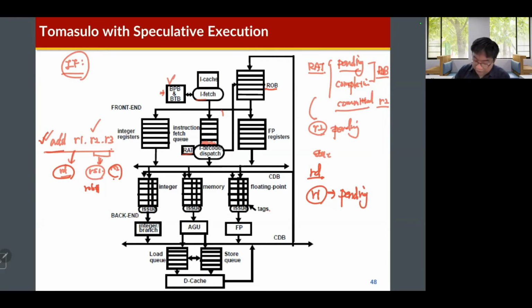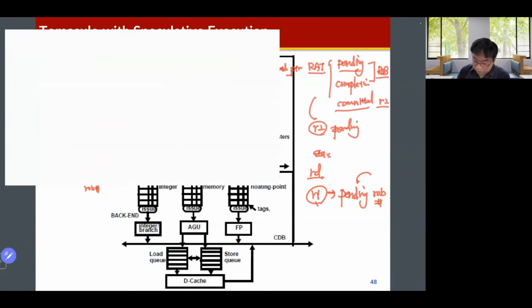Okay. And then I already explained that when an instruction is dispatched and included in the ROB by the dispatch pointer, a new entry is assigned to this instruction. So R1 has this ROB number. The ROB entry number of this instruction is assigned to R1 by the RAT. Understand? So this is the dispatch status.